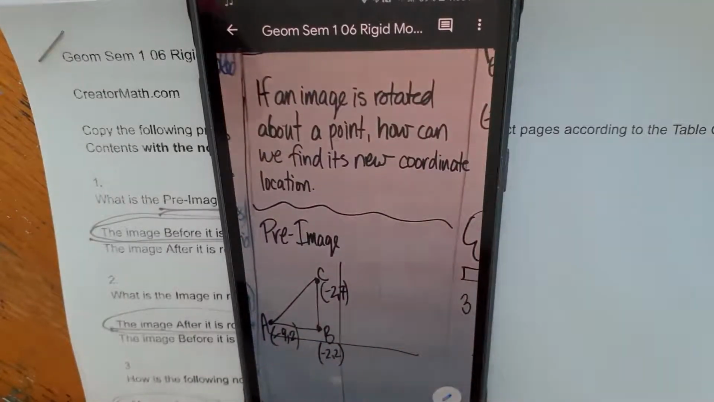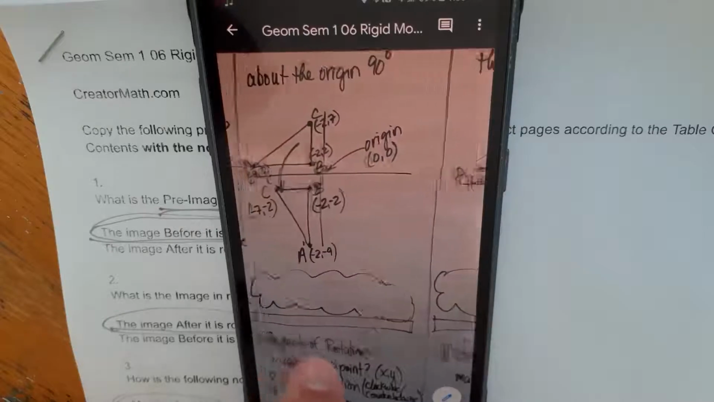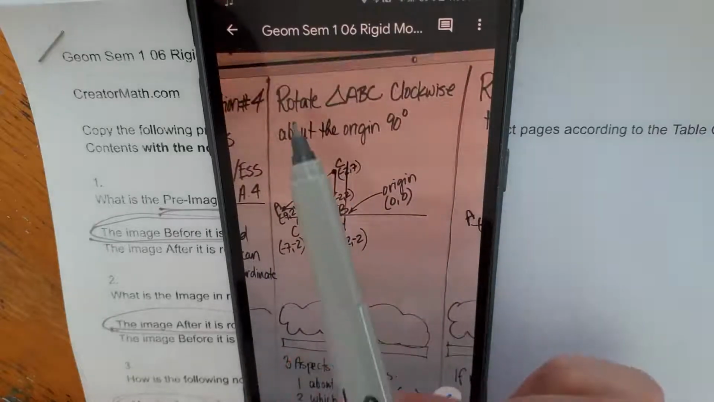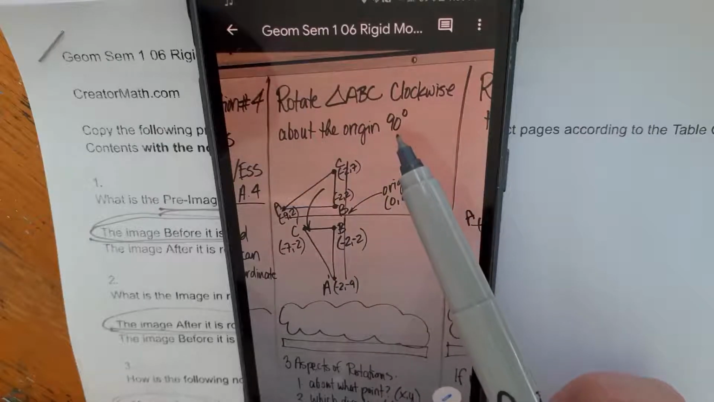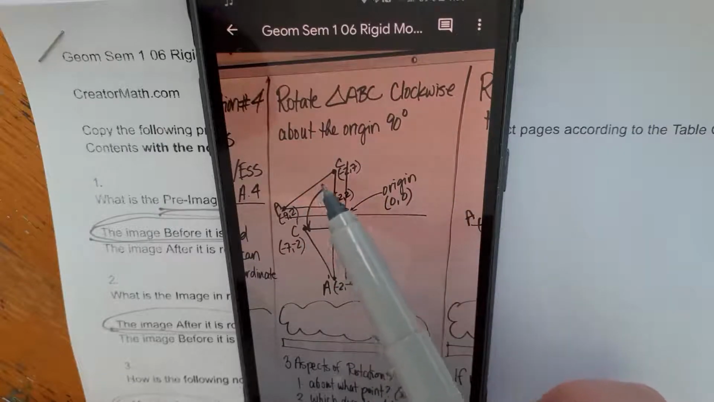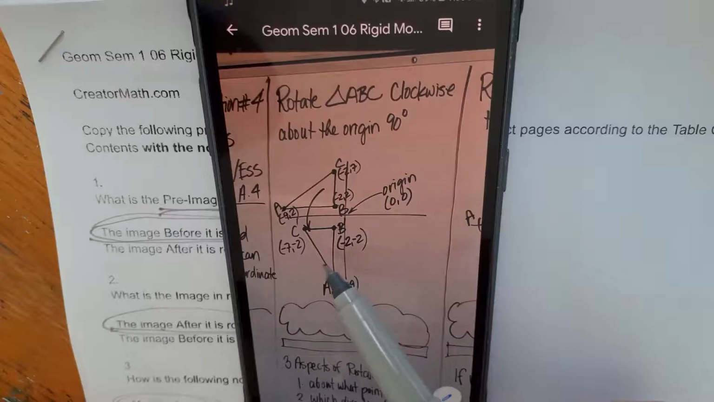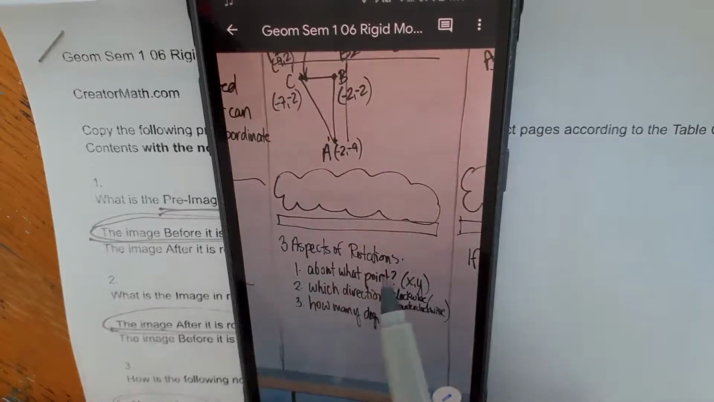This will talk to you about things like the pre-image. That's the image of the shape before it goes through a rigid motion. It will talk to you about, this one's on rotations, so rotate triangle ABC counterclockwise about the origin 90 degrees. It's starting here as the pre-image and rotating counterclockwise 90 degrees right here to its next position, and that's called the image. There are 3 aspects to rotations.